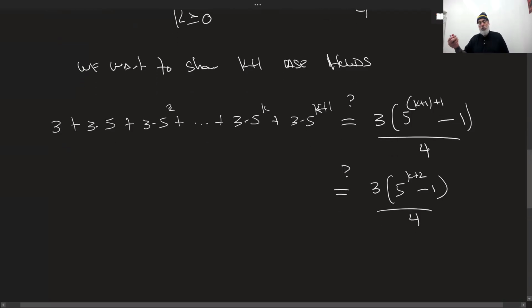All right, so with induction proofs with equalities, we generally want to show that the right-hand side and left-hand side are the same. We can do this via algebra.